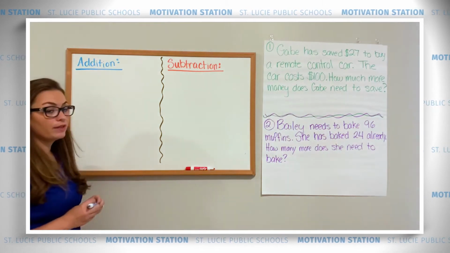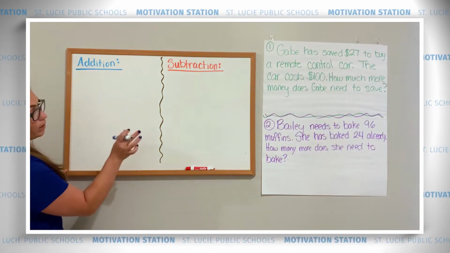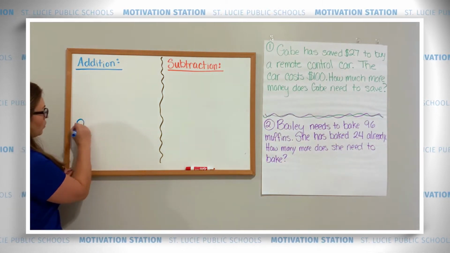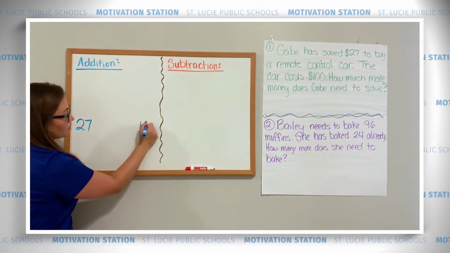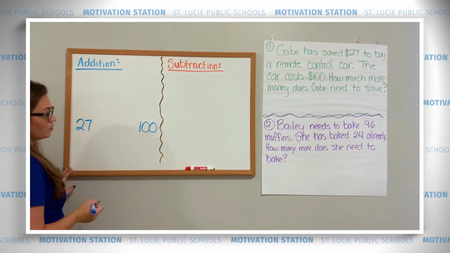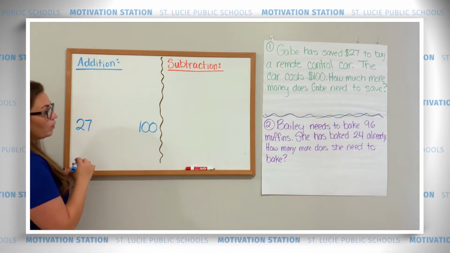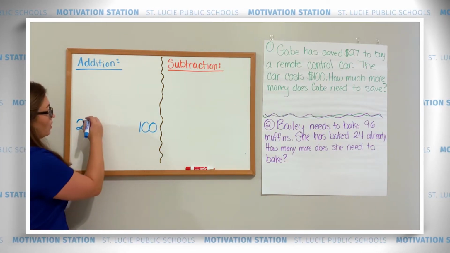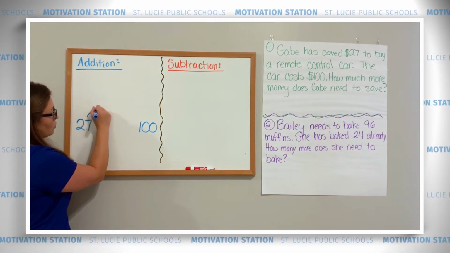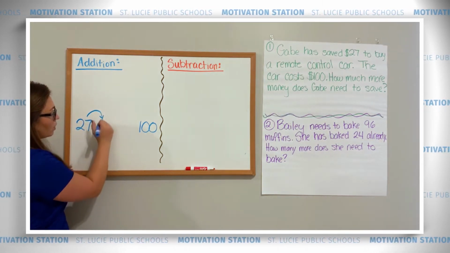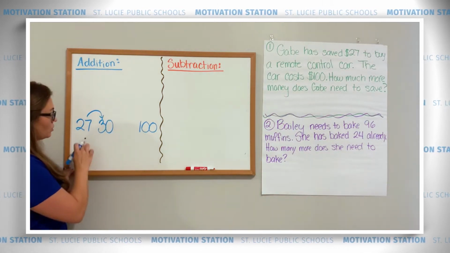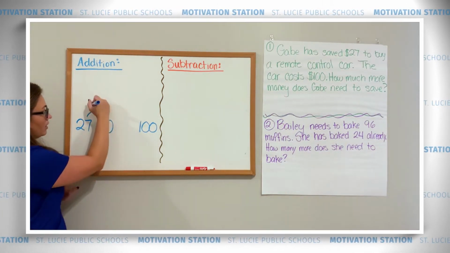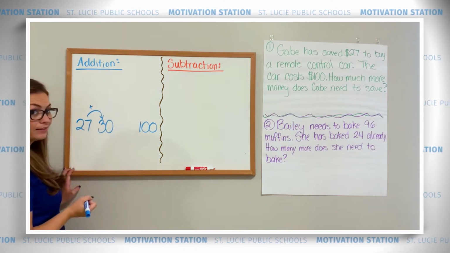Well, let's start with addition here. We know that he has $27. We know he needs to get to $100 to buy the toy car. We are going to be making addition jumps. The first jump I want to make is to a close 10. Well, a close 10 to 27 would be 30. What do I need to do to go from 27 to 30? I need to add 3.